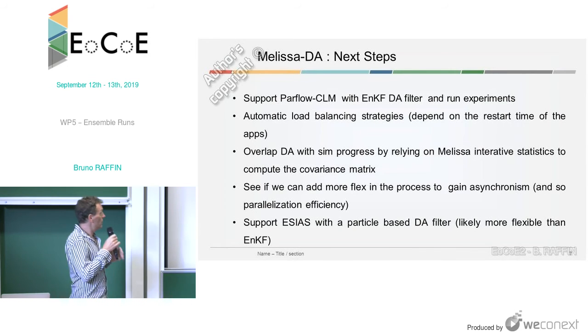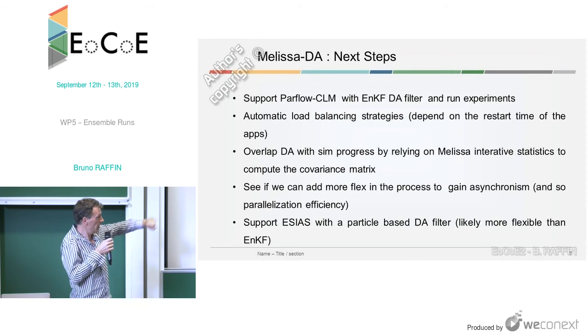The next steps are to move forward: use ParFlow CLM instead of the toy examples that are present in PDAF, and work on automatic load balancing strategies. There are some restart issues, I'm not going to go into the details here. We also want to find ways to improve parallelization efficiency by looking at how we could better overlap the computations of the data assimilation process itself and the different members. There are different approaches we have in mind. We still need to experiment with them.